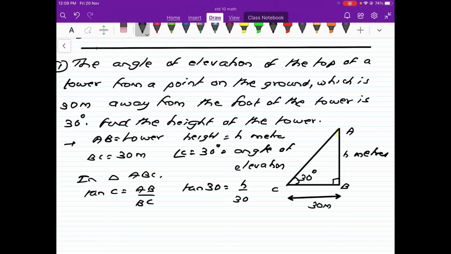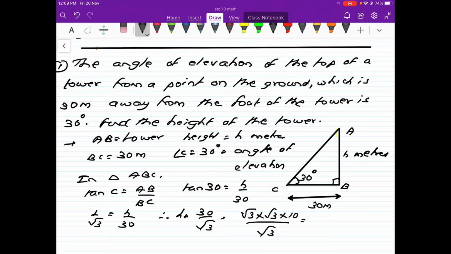So the value of tan 30 is 1 upon root 3. So 1 upon root 3 is h upon 30. Therefore h we can say is 30 upon root 3. Now this 30 we can write as root 3 into root 3 into 10, upon root 3. So this is 10 root 3 meters.